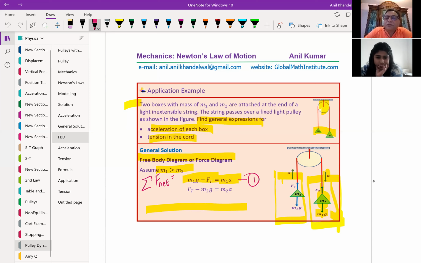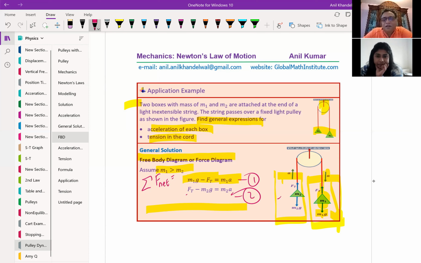Now, looking into the second system, it moves upwards. Since it is moving upward, tension is higher. So Ft minus M2g is causing the same acceleration A on the mass M2. Therefore, we get the second equation, which is Ft minus M2g equals M2A. Is that clear to you?